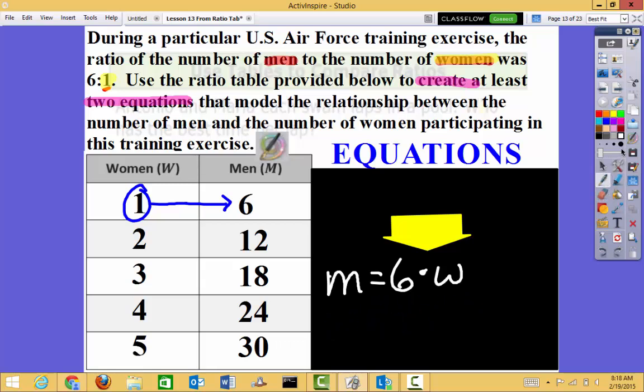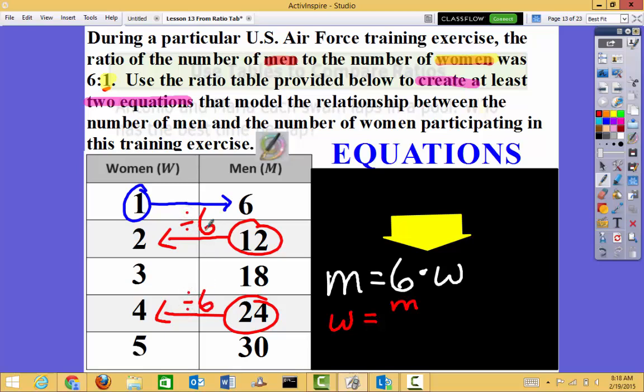So this is one equation. What's another possible equation I can do? Well, I can do the reverse. I can say, how am I getting from here to here? Well, I can say that my women equal my men. But how am I getting from here to here? Well, I'm dividing by 6 each time. You can notice it's the opposite operation. I'm dividing by 6.